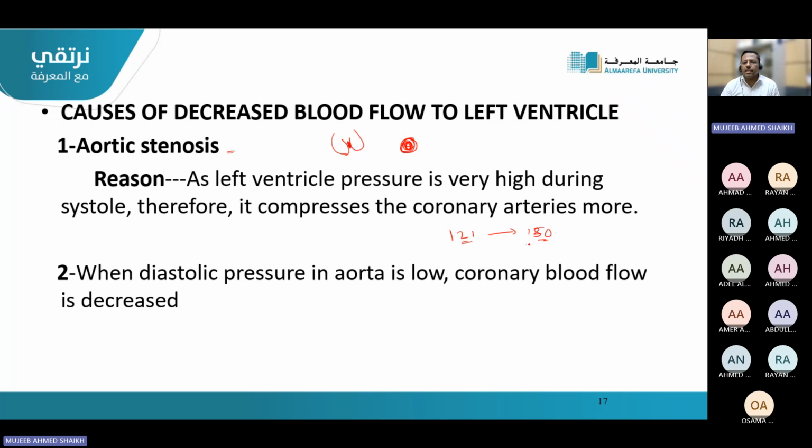So if it increases like that, then initially it was -1, it may become -20 or something like that. So that's why during aortic stenosis, the coronary arteries will receive less blood. Left ventricular pressure is very high during the systole, therefore it compresses the coronary arteries more. And also when diastolic pressure in the aorta is low, coronary blood flow will be decreased. During relaxation also there will be less blood flow, so there will be decreased pressure in the aorta, which will give a decreased pressure difference. That's why aortic stenosis leads to decreased coronary blood flow.